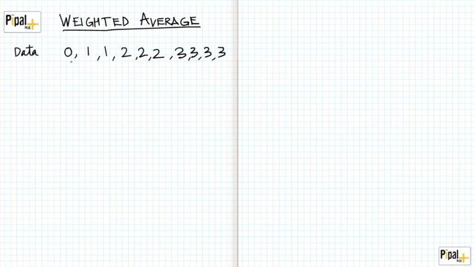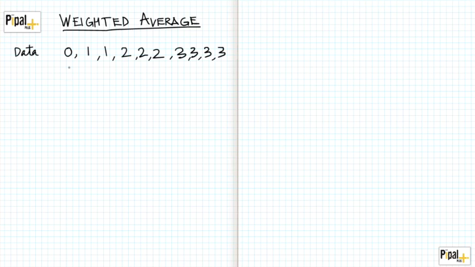So let's say this is the number of bank accounts that 10 people have. So let's say there's one person who has no bank account, there are two people who have one bank account each, there are three people who have two bank accounts each, and there are four people with three bank accounts each.